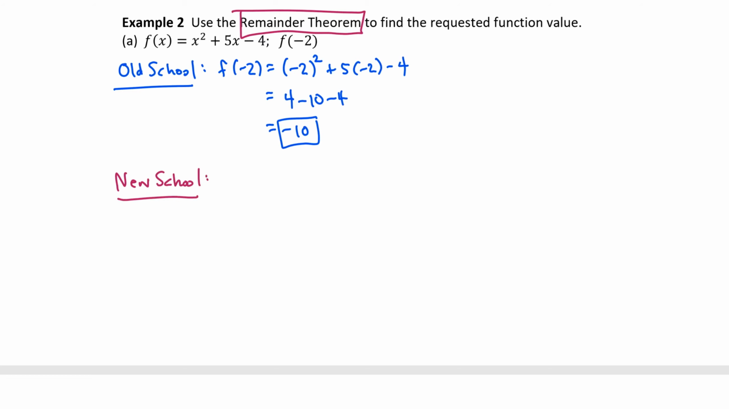Here's what it looks like in practice. I'm going to take the argument of the function as is. Notice I'm not changing the sign, just putting the argument into the box. I'm going to pick up the coefficients of the original polynomial, 1x squared plus 5x minus 4, and we will run our synthetic division process.